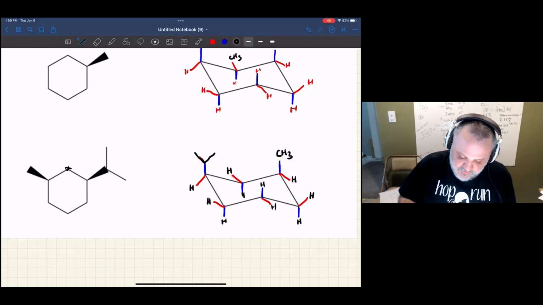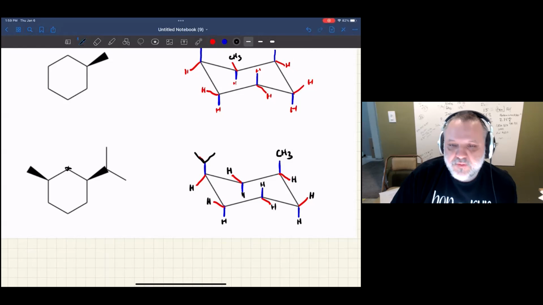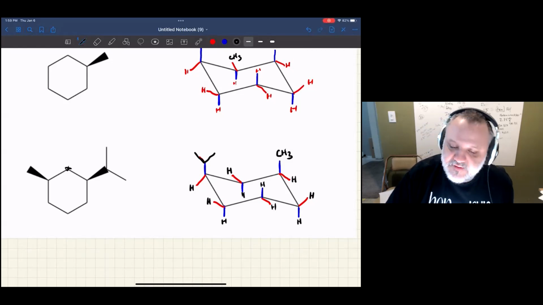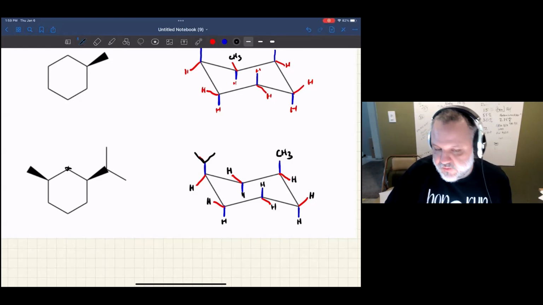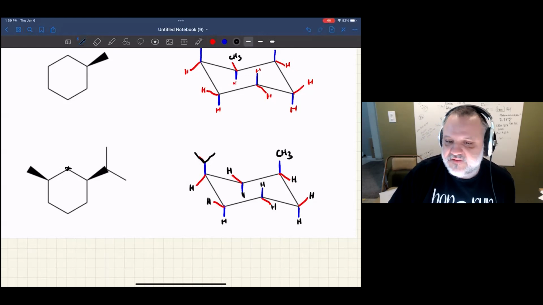So that's it for this question. Of course, remember I could have put the methyl group and the isopropyl group on equatorial bonds as well, as long as they're pointing in the same direction.